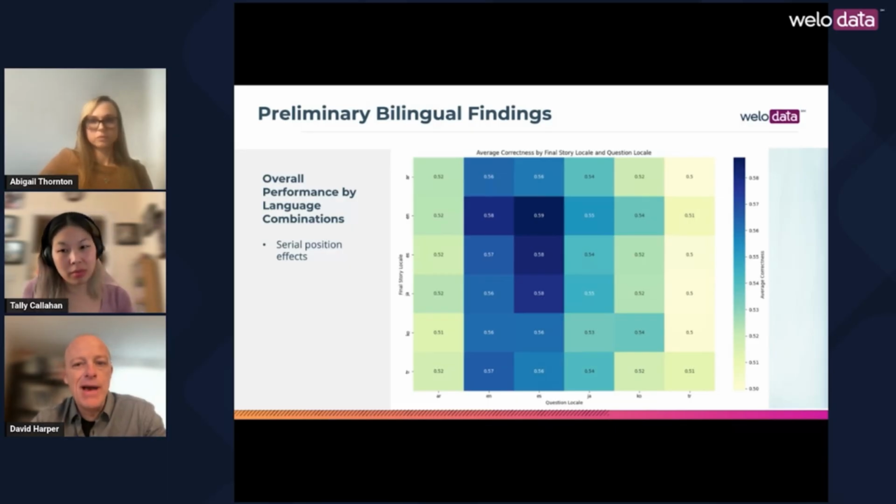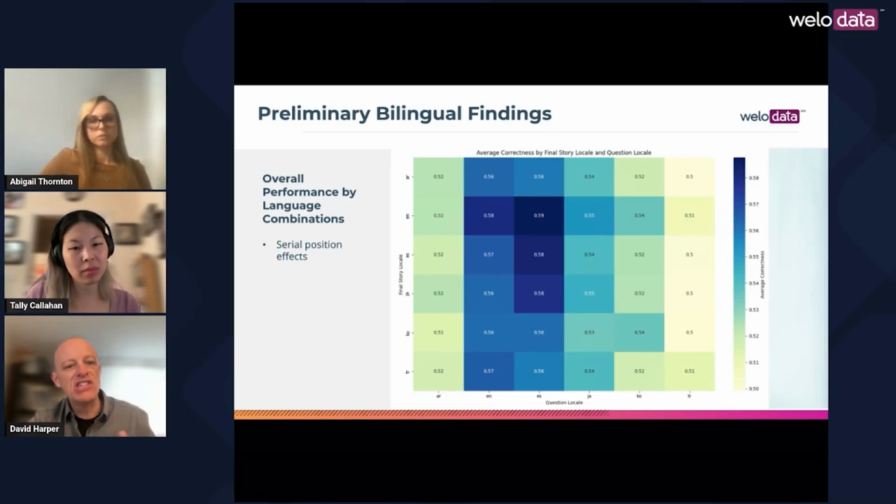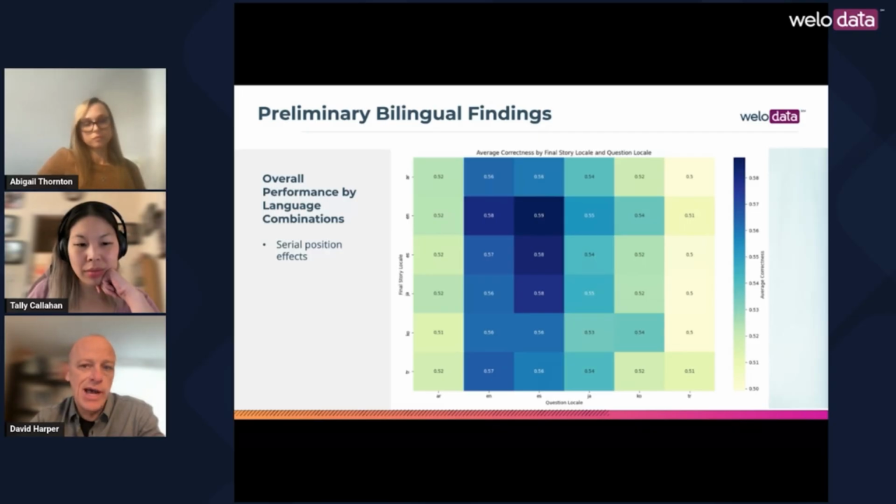Now, when I look at this heat map, my eye is drawn to the fact that the colors seem to align vertically. In other words, the heat map shows consistent accuracy rates for question locale and less consistency on the story locale. The deviations here are relatively minor, but this seems to indicate that accuracy is influenced more by the question locale than the story locale.